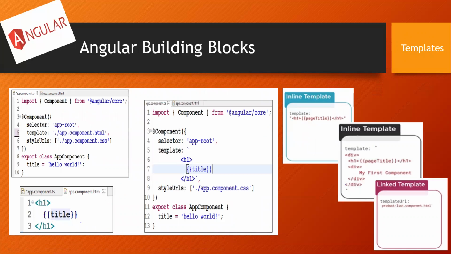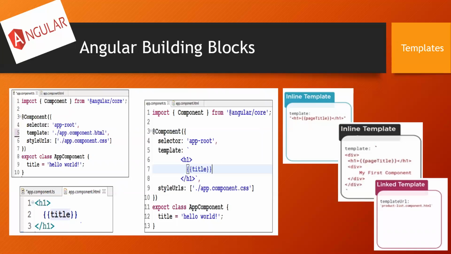Next is templates. Templates are nothing but HTML. There are three types of templates. Inline templates are of two types, and the third is the linked or external template. You can see the first example. Here we are using a linked template because in the template we are giving the path of the app.component.html file.